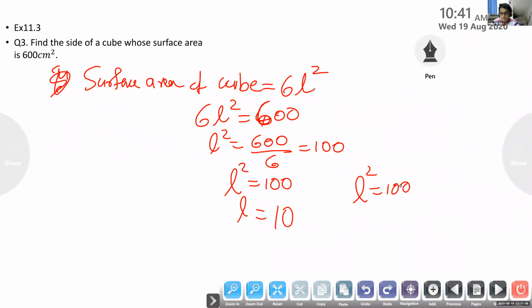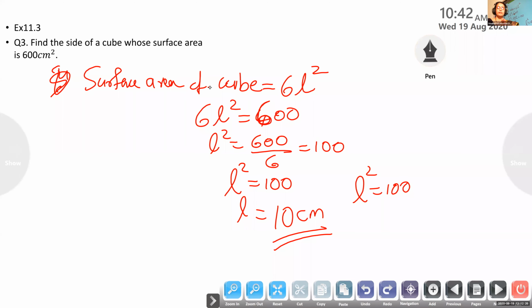Ma'am, we should multiply it now. Ma'am, before question we have done like this, 4 into 8, so we should do 6 into 600. No, surface area is given, not length. The surface area is 600. So 6L square is 600, Mithun. Can you explain again this question? Yes, listen. Given that the surface area is 600, not length.